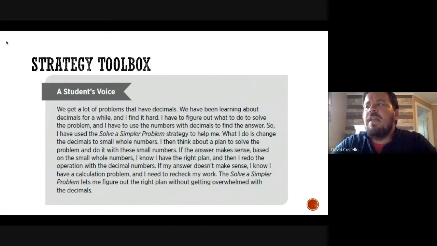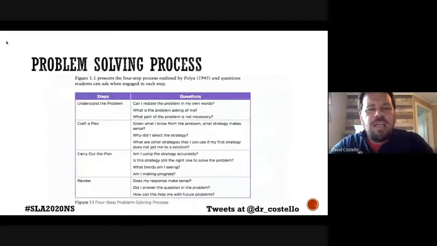Right there. And then when we're thinking about the problem-solving process, I go to the work of Polya, and I'm thinking 1945, and it's still quality work. If it's 75 years old, it's still good. So there's really four steps or four components: understand the problem, craft a plan, carry out the plan, and review. So this is one of the anchor charts that I've used in my classroom before.